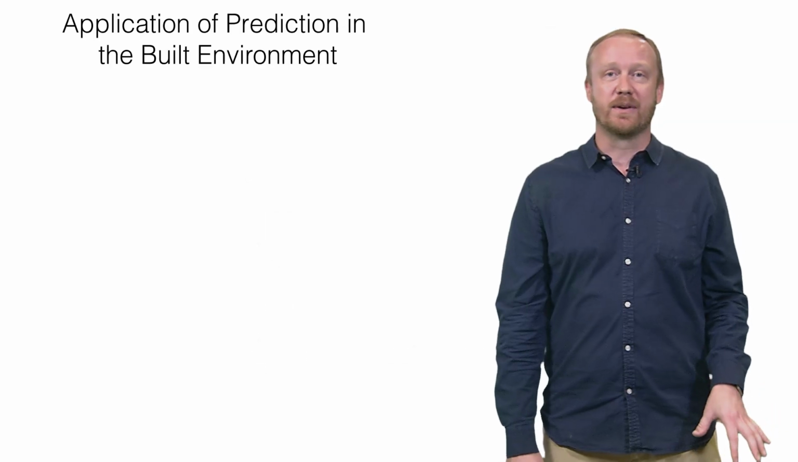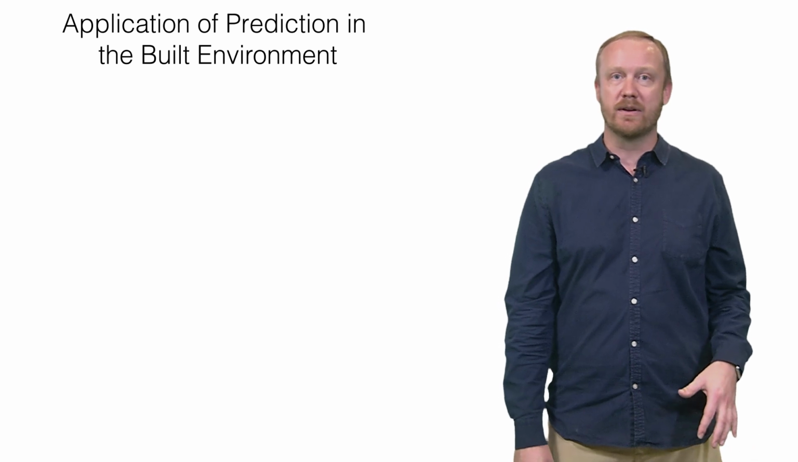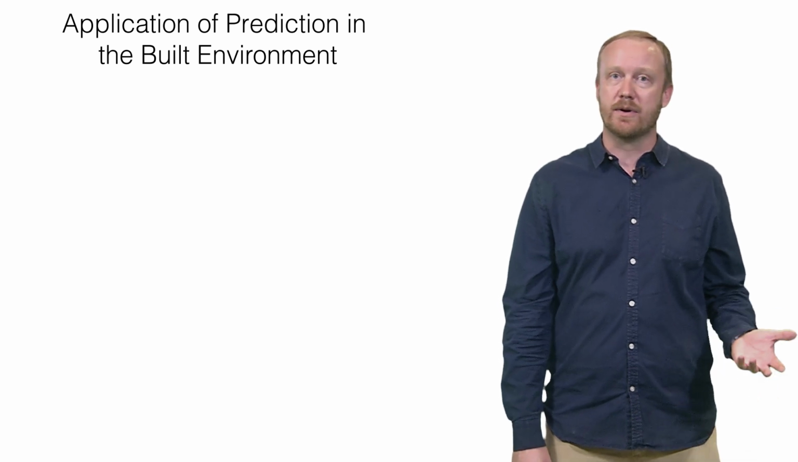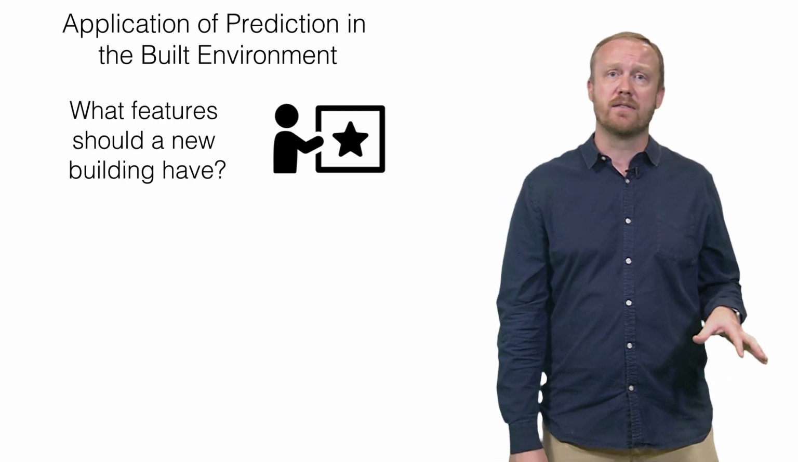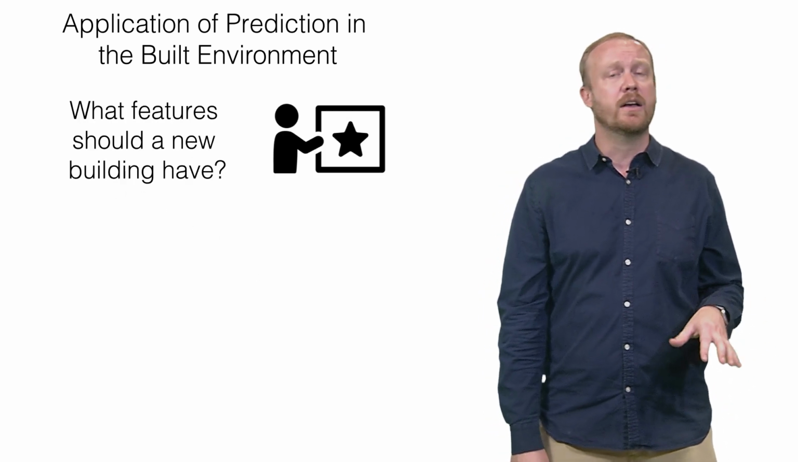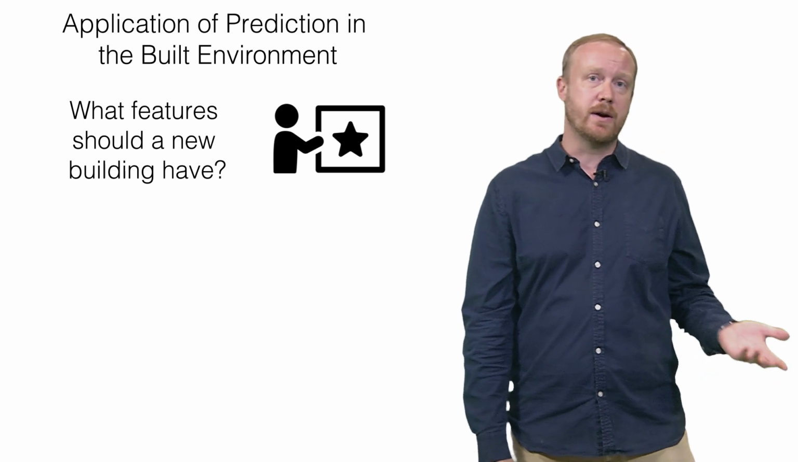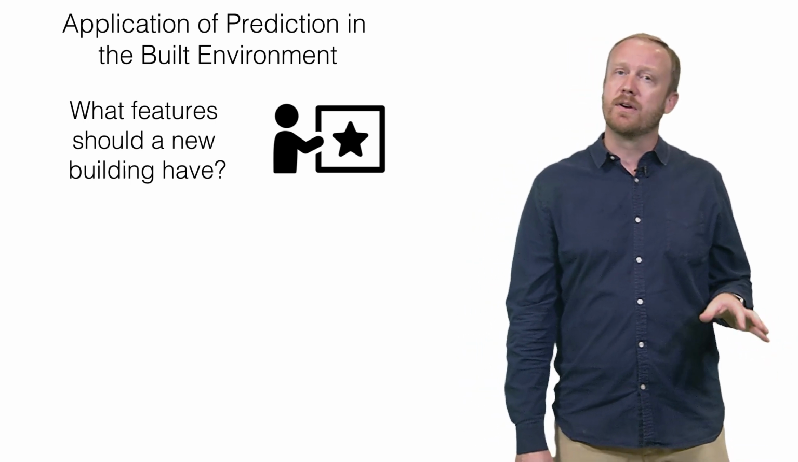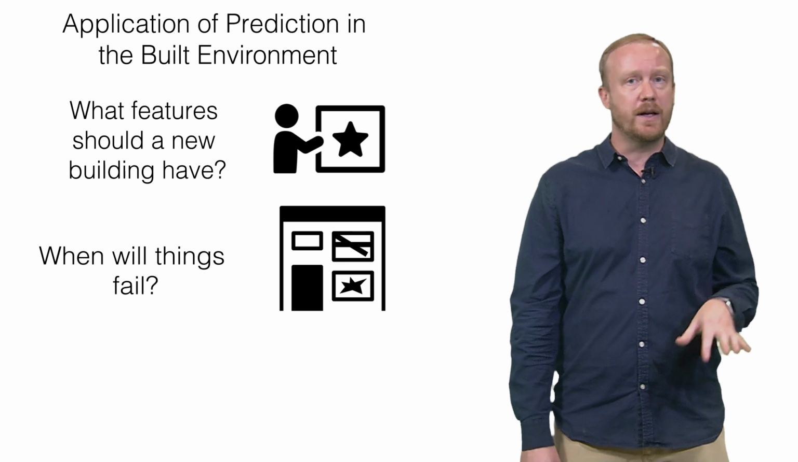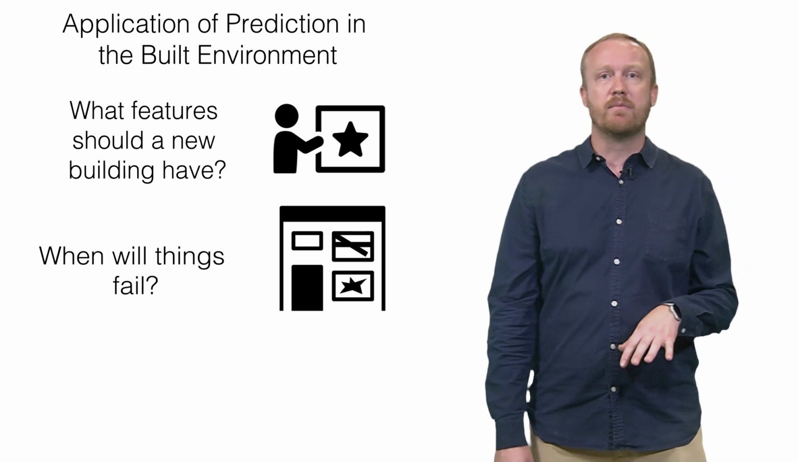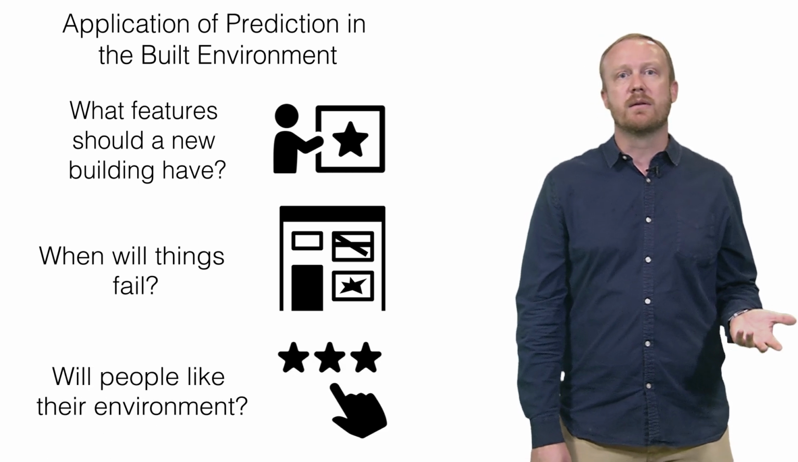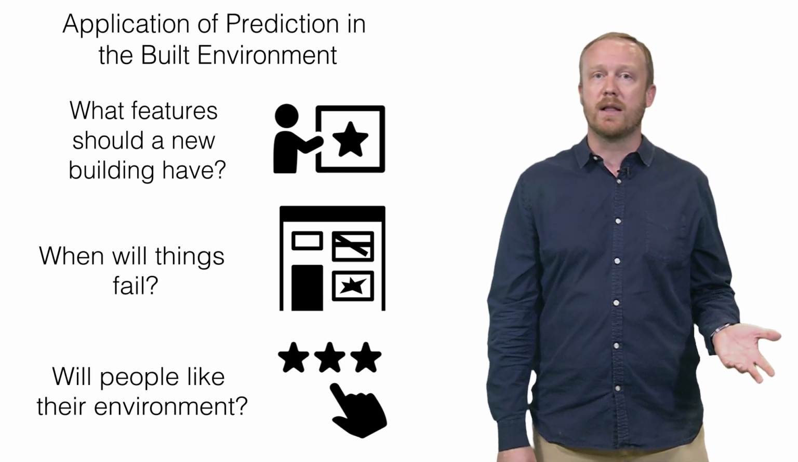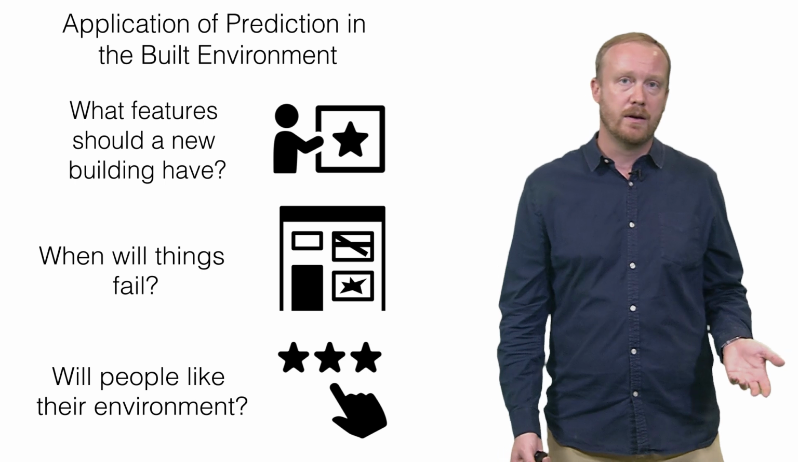There are numerous applications of machine learning in the built environment that can leverage large data sets to predict future situations. Machine learning can be done to choose which design features a new building should have to optimize client satisfaction and revenue. It can be used to predict when various building components will fail, which enables preventative maintenance that can be used to delay that failure. And finally, prediction can be used to understand which conditions will likely make people comfortable.